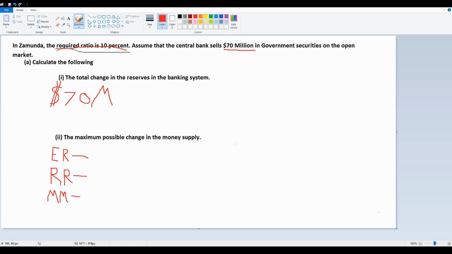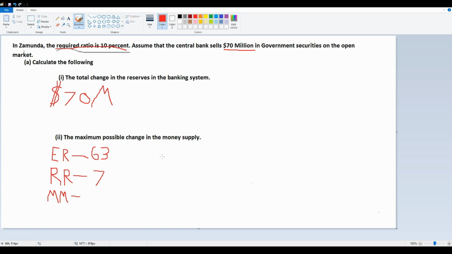In order to find our ER, we must first find our RR, or our required reserves. In order to find our required reserves, we must do 70, our demand deposits, times 0.10, which is our required reserve ratio. In order to find our excess reserves, we must subtract our required reserves from our demand deposits, and that will give us $63 million.